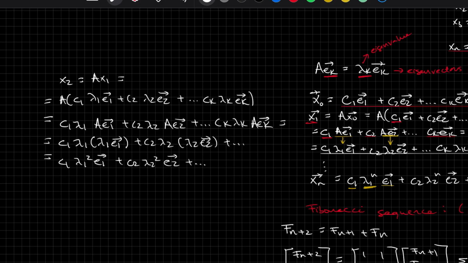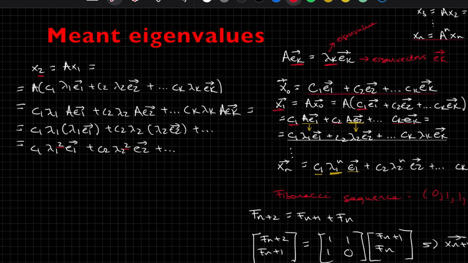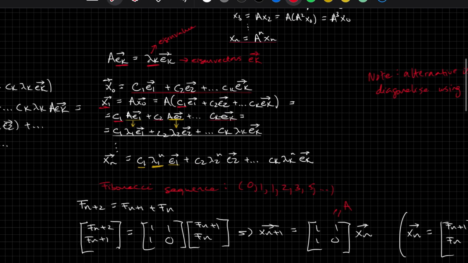So we see that for x2, the second term, we square all the eigenvalues, and this generalizes quite nicely: for the nth term we just raise each eigenvalue to the power of n.